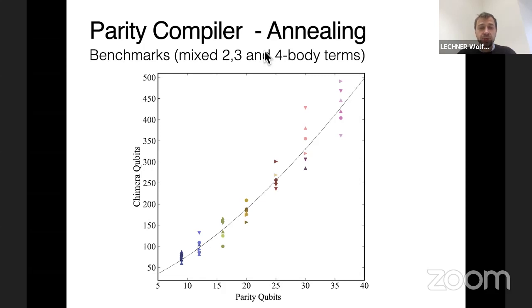So this is something that we are currently extremely interested in, and we are currently benchmarking against many different problem classes. But it seems the ones that have mixed terms of two-body, three-body, and higher order terms show it most. So the more higher order terms, the larger the gain seems to be.